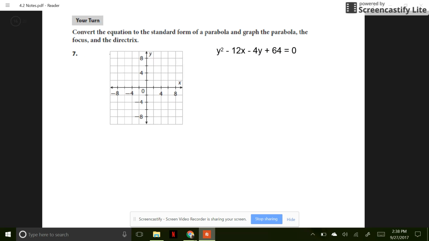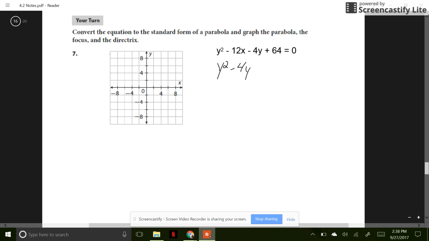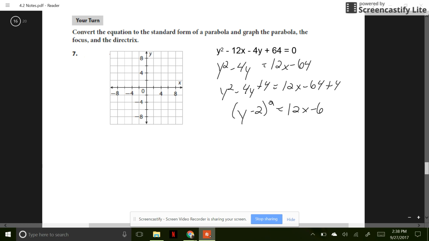So we need to convert this equation. So we look at which term is squared. It's the y's. So that's where we have to complete the square. So we have y squared minus 4y is equal to positive 12x minus 64. We add our b/2 term, which is going to be 4. We add that to both sides. We get our perfect square on the left, so it'll be y minus 2 squared equals 12x minus 60.